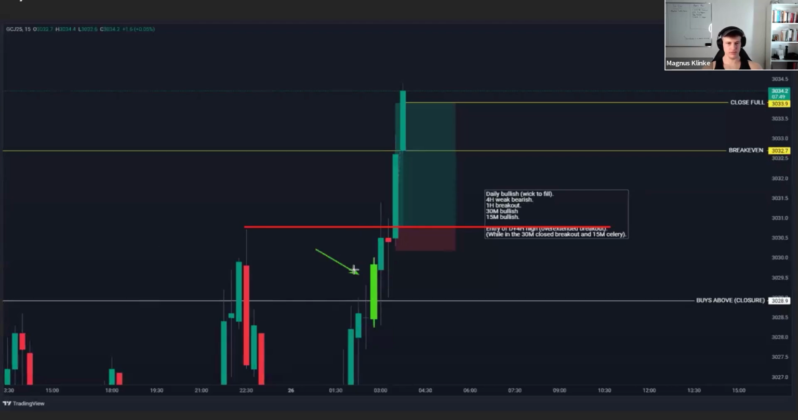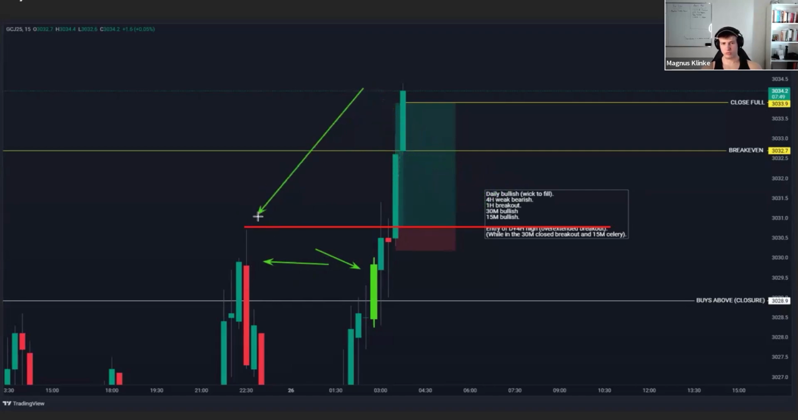This one I'm pointing at now. We closed slightly above, right at it. So that was a condition for me to size down. So I sized down, but I liked the breakout because the higher time frame was clean. The daily bullish wick to fill for a week bearish. So we were pretty bullish here.